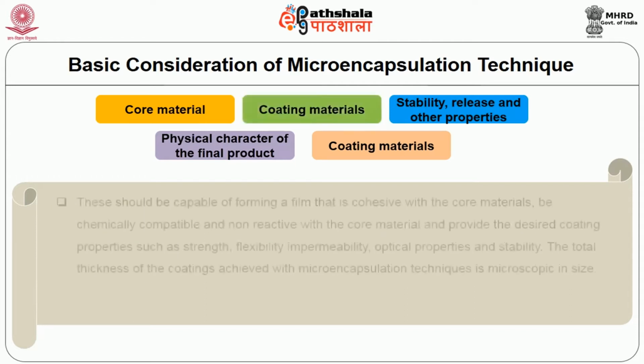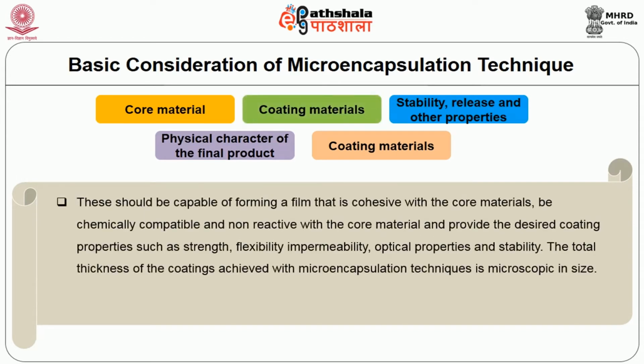2. Coating materials. These should be capable of forming a film that is cohesive with the core materials. It should be chemically compatible and non-reactive with the core material and provide the desired coating properties such as strength, flexibility, impermeability, optical properties and stability. The total thickness of the coatings achieved with microencapsulation technique is microscopic in size.